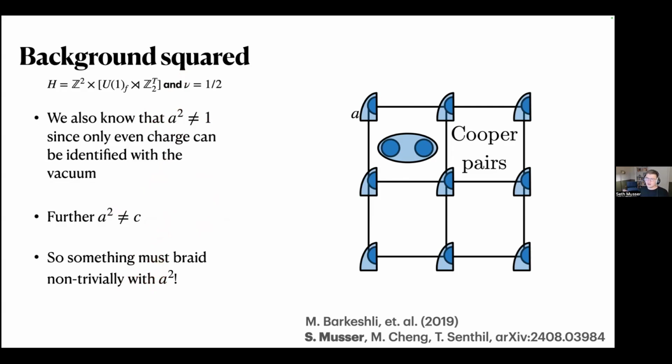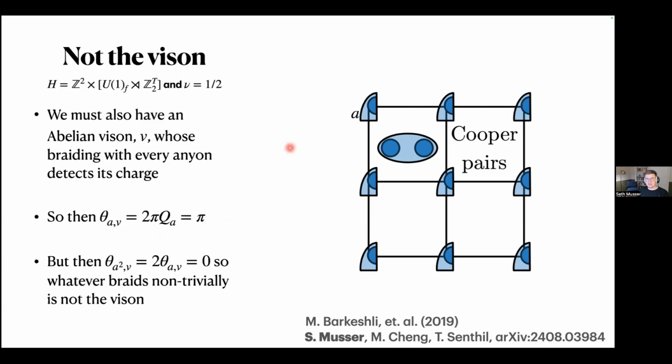So we can start searching around for other anyons that our system might have. I'll spoil the surprise for you. The thing that braids non-trivially with A squared is not the vison. However, we must have this abelian vison based on this argument from the Barkeshli, Cheng, Cross paper, whose braiding with every anyon detects its charge. So the vison braids with this background anyon, has pi braiding. But that means that it will braid trivially with A squared, because A squared has integer charge.